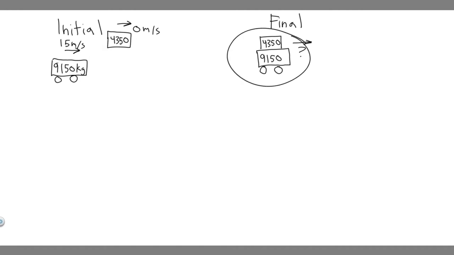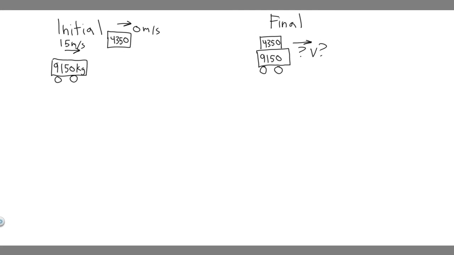And then we have the final. It's dropped onto the car, so now it's going to be one object. You want to imagine it as just one object, so their masses are going to be added up: 9,150 plus 4,350, and it's going to be moving at some speed. We can just say V, we don't know this velocity, and that's what we're trying to find. So we're trying to find its speed after this is dropped onto it. So how do we do that?